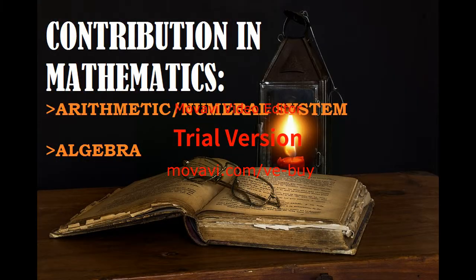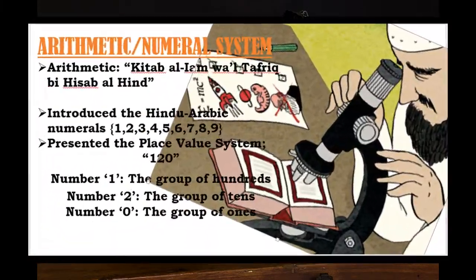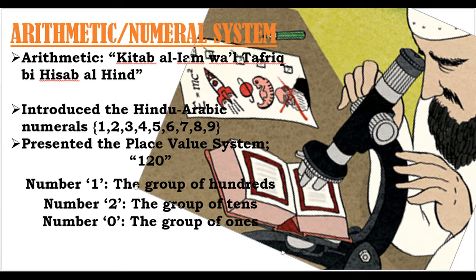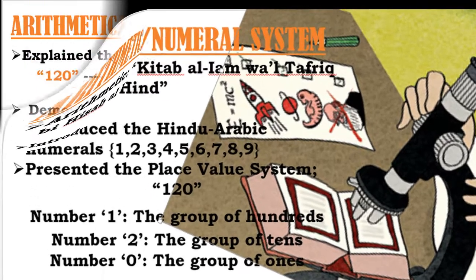Contribution in mathematics. Al-Khwarizmi's work on arithmetic can be traced back to his book called The Book of Addition and Subtraction by the Method of Calculation of the Hindus. In his book, he introduced the Hindu-Arabic numerals and presented the place value system, where from the example, as you can see on the left-hand side, the number 1 represents the group of 100, the number 2 the group of tens, and the number 0 the group of ones.